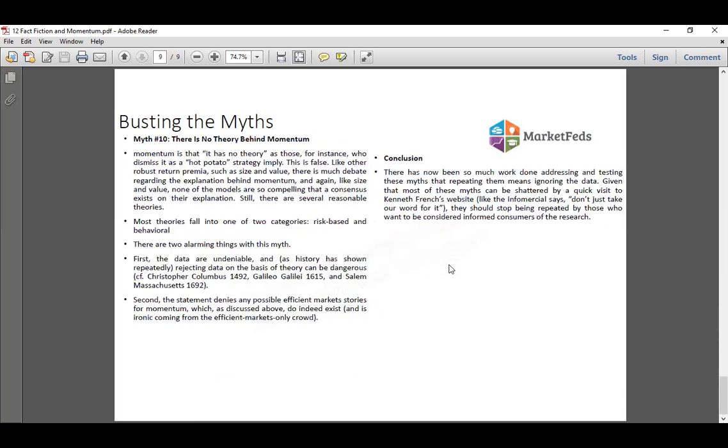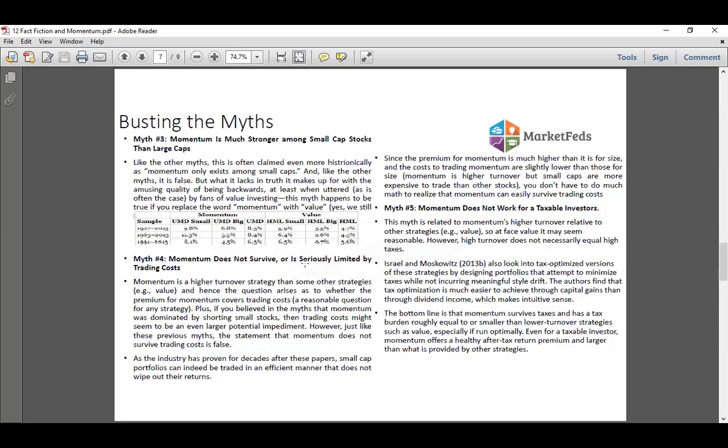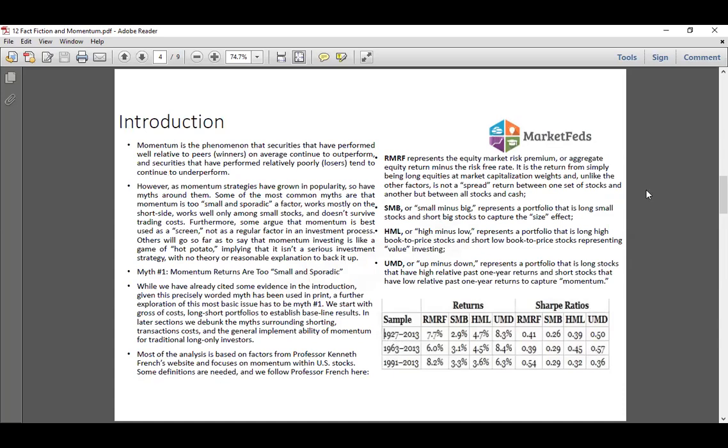So in the end there is a conclusion. There is no theory behind momentum, so it's not a hot potato. Basically there are two categories: one is risk based and the second is behavioral. And there's Jegadeesh, and all of them have done a very wide study on momentum. The sample is from 1927 to 19.., that's almost 95 years of data. And you have different samples: almost 95 years, or say 90 years, 63 to 50 years, and 91 to 2013, that's almost 20 years. So I've got different sample sizes.